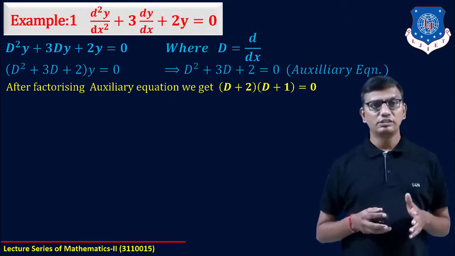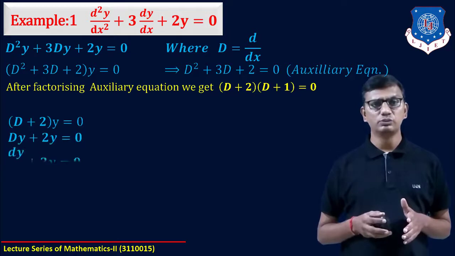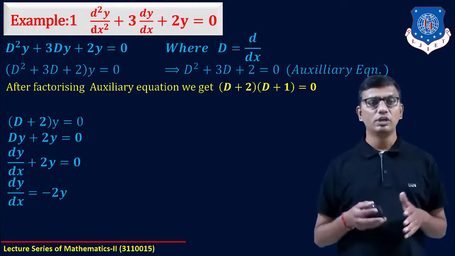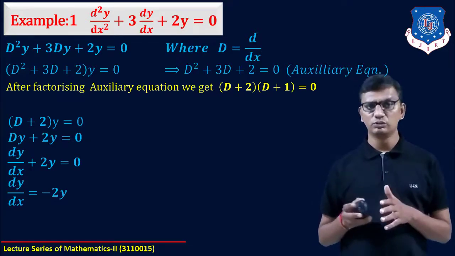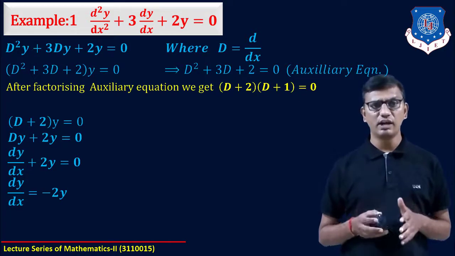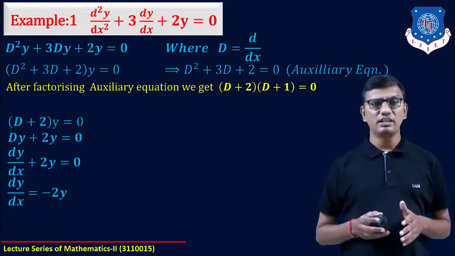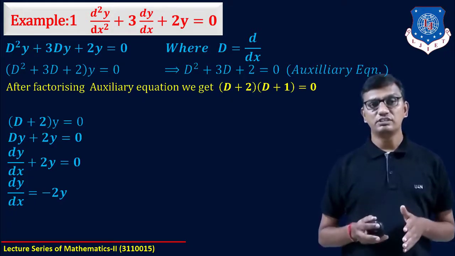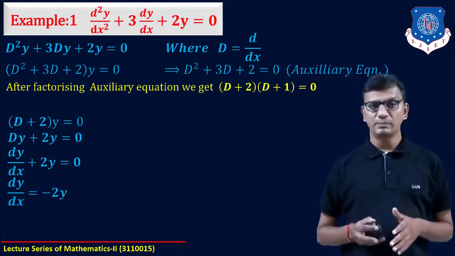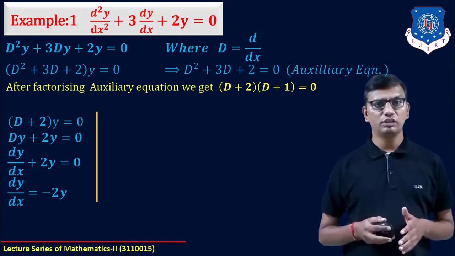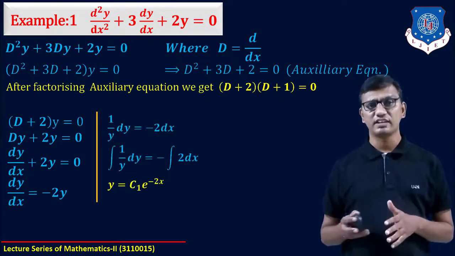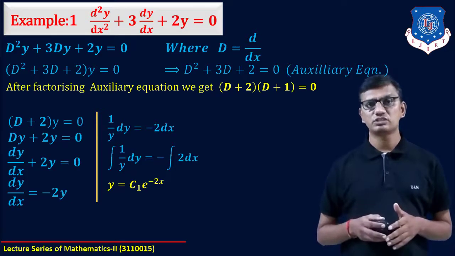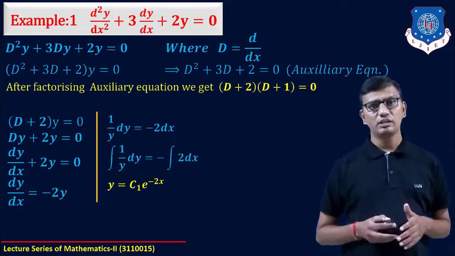First we solve this factor. The first factor is (D plus 2)y equal to 0. That can be rewritten as Dy plus 2y equal to 0. Here dy by dx plus 2y equal to 0, because the value of D is dy by dx. And dy by dx can be rewritten as minus 2y. It is a first order first degree ordinary differential equation, and it can be solved by the separable variable method. Here we can rewrite it as 1 upon y dy equal to minus 2 dx. After taking the integration, finally we get the solution y equal to c1 e raised to minus 2x, and here c1 is an arbitrary constant.